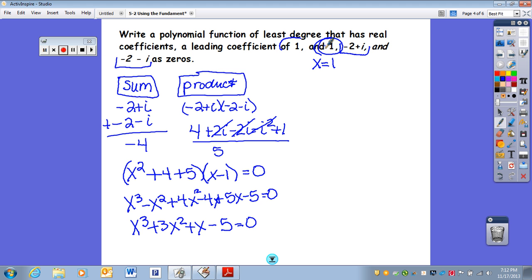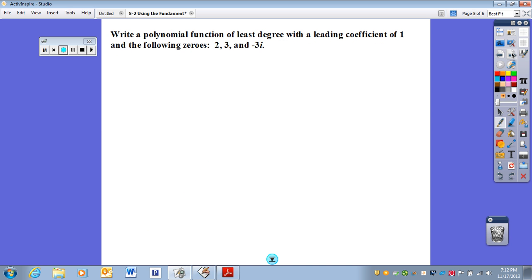Since there are 3 roots, this will be to the third power. Our leading coefficient is 1, and it is the least degree. Let's take a look at another example.